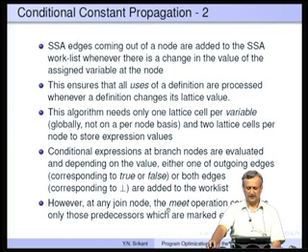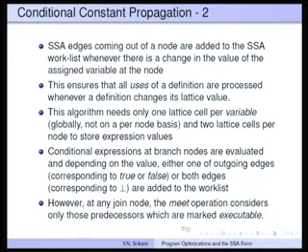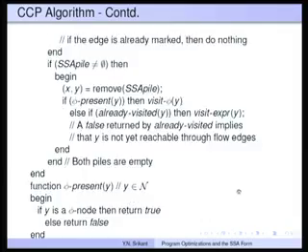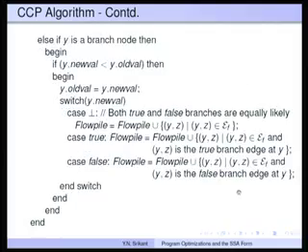However, at any join node, the meet operation considers only those predecessors which are marked executable. This is important for a phi function, because in a phi function there are many parameters, each one corresponding to the preceding edge. So, we do not consider any of the incoming edges that are not marked executable. We consider only those edges which are marked executable. This makes sure that we catch more constants, and some dead code and unreachable code are eliminated and so on. So, let me give you an example which is slightly away, but it is okay, we will come back.